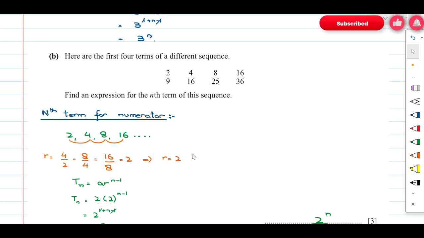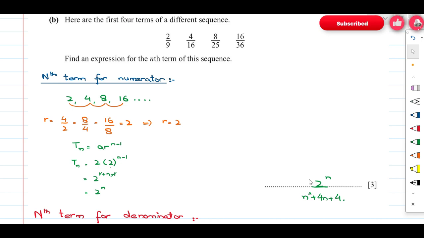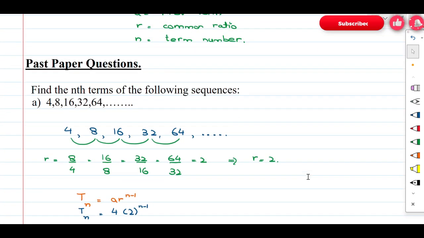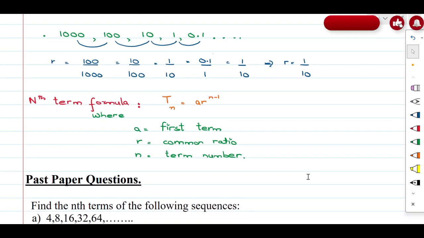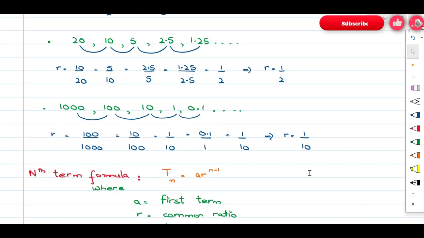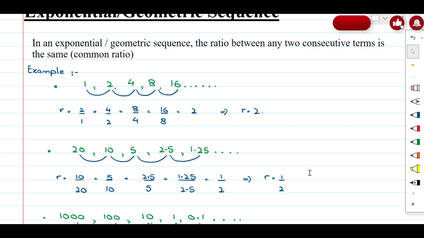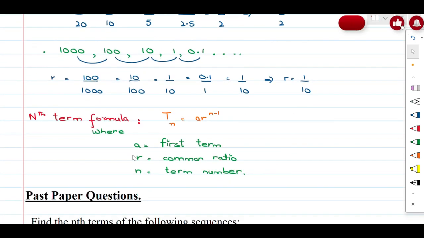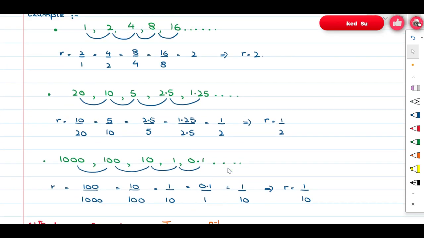Whenever you have a sequence in fractions, it is better to figure out the nth term separately for the numerator and separately for the denominator. Once you get the nth term for both, just divide them, and you will get the nth term for that sequence. So I hope you understand the geometric sequence and exponential sequence. You can also call a geometric sequence an exponential sequence. It has a common ratio. We have done the nth term formula: how do we figure out the nth term when the sequence is geometric or exponential, when it has a common ratio? I hope you understand it.